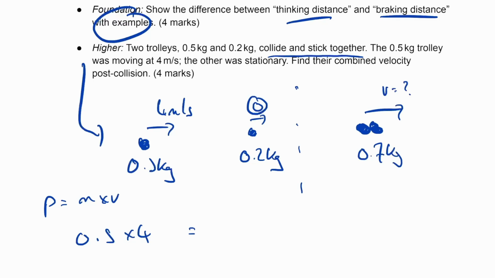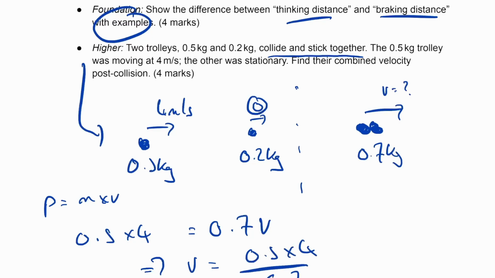So that's going to be the mass. This time we've got a combined mass of 0.7, and that's going to be multiplied by the new combined velocity, which we just called v. So now you can see you have 0.5 times 4 equals 0.7v, and we can easily rearrange this for v. So v would be equal to 0.5 multiplied by 4 divided by 0.7, which is 2 divided by 0.7, which should get you an answer of around 2.86 meters per second. And again, you do need to put the units.